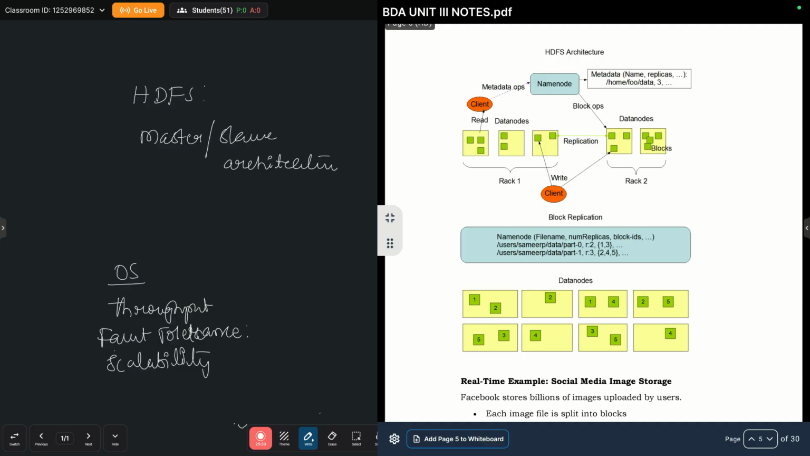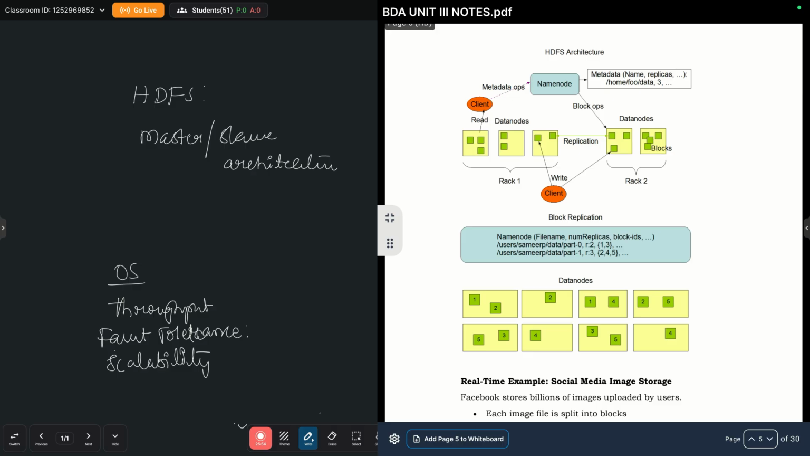Now the client will give the request to the name node. What will the name node do? Basically, what does it consist of? It consists of metadata. Name node will have metadata. So what do you mean by metadata?